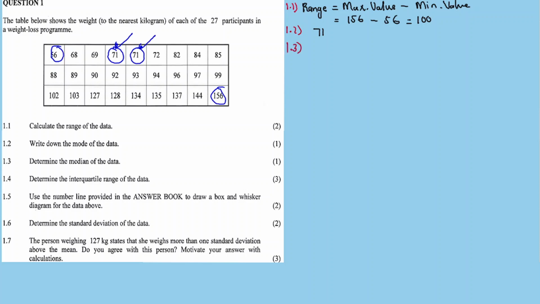1.3, determine the median of the data. The median of the data is the number found in the middle of your data set. So let's say for instance 1, 3, 4, 7, and 8, and then you are asked what is your median. Your median is this 4, the number in the middle. But in this data set again, what is my median? It's the number in the middle.